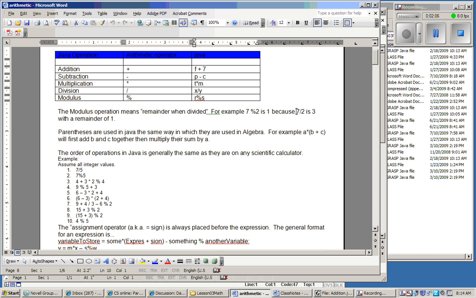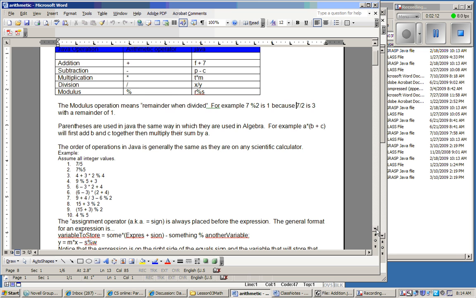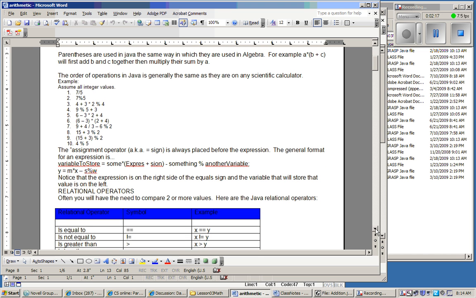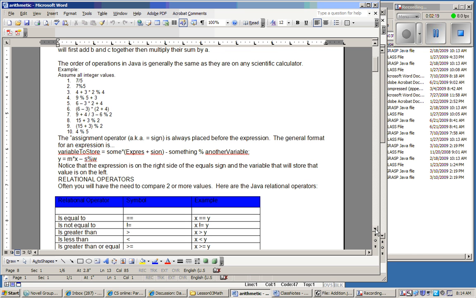So you see my example here. Down here I have some examples of how that's used. So you'll have to be very, very careful about what type of data you're working with.